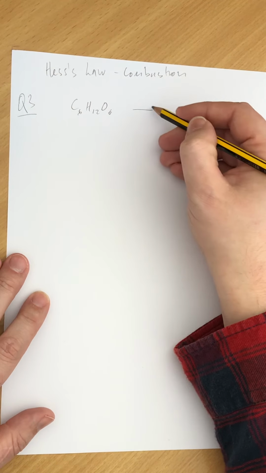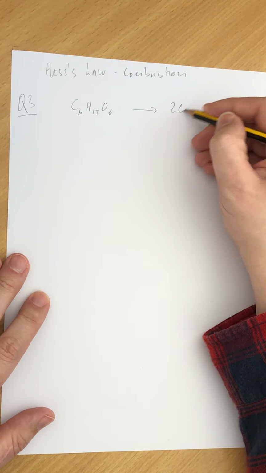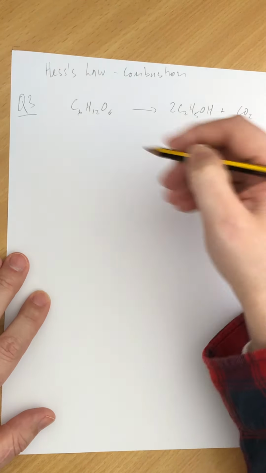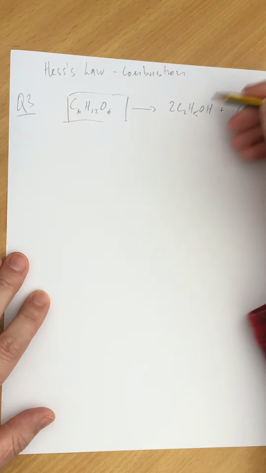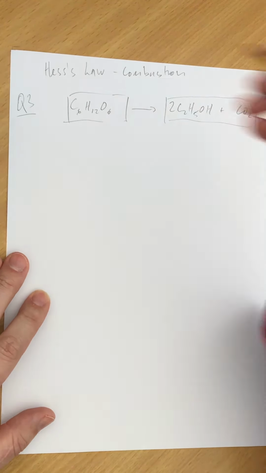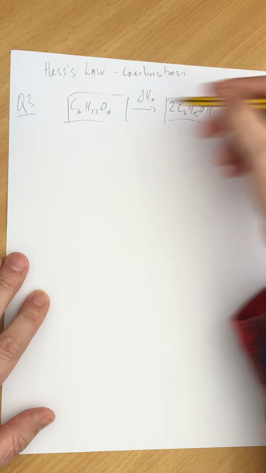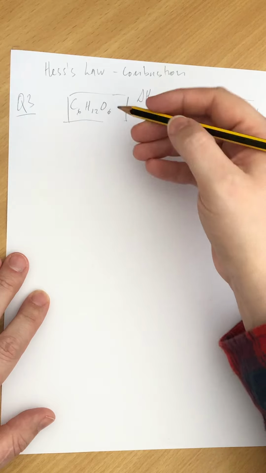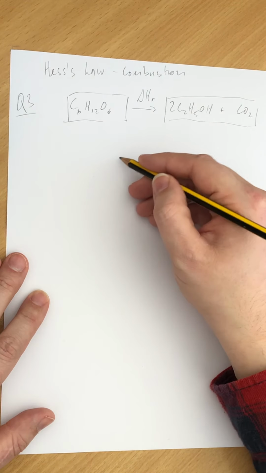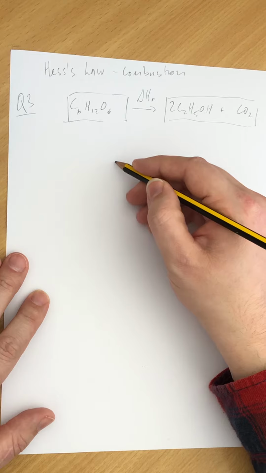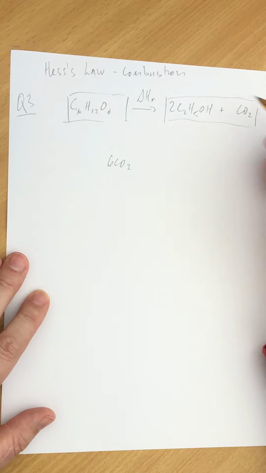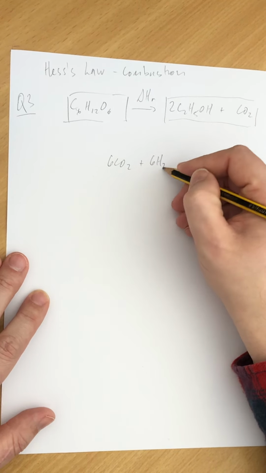Right, so we're going to start off with glucose. We're going to form 2 lots of ethanol, and it's also going to release carbon dioxide gas. And what we're being asked to calculate is the enthalpy change of this reaction here. Now, we are given delta H of combustion information, which means that the common oxides are produced and energy is released. So from this we will produce 6 lots of carbon dioxide, 6 lots of H2O.